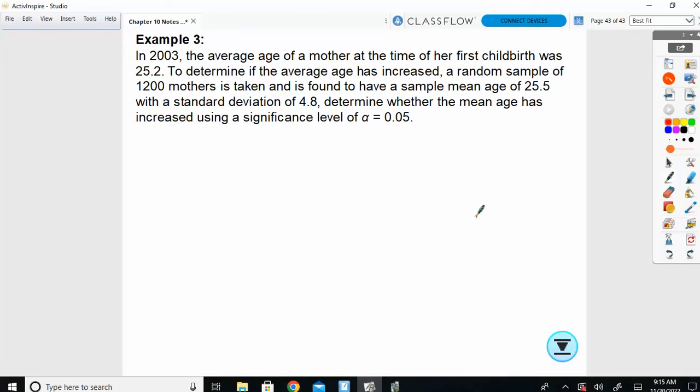In 2003, the average age of a mother at the time of her first childbirth was 25.2. When I say average, that's already telling me I'm talking about the mean here. To determine if the average age has increased, so I could probably write my null and alternative hypothesis right now. My null is that the average is 25.2. My alternative is what? Increase would be greater than.